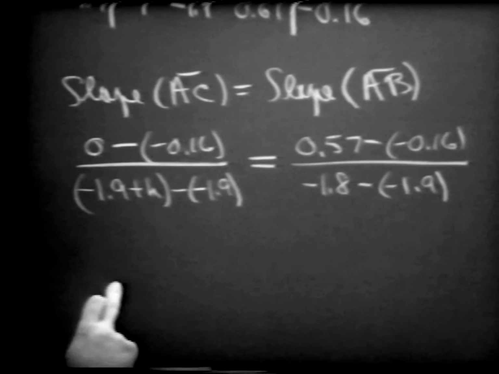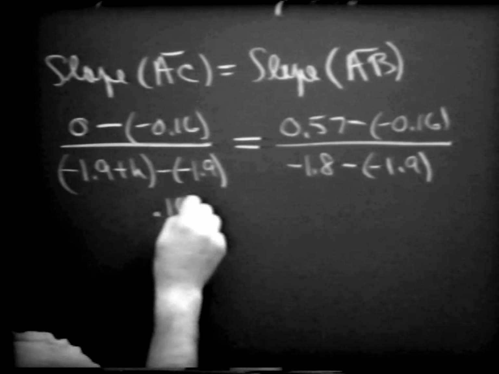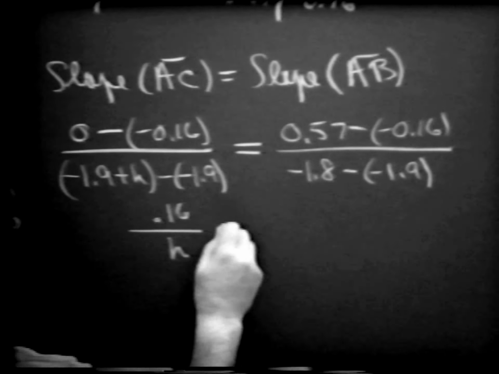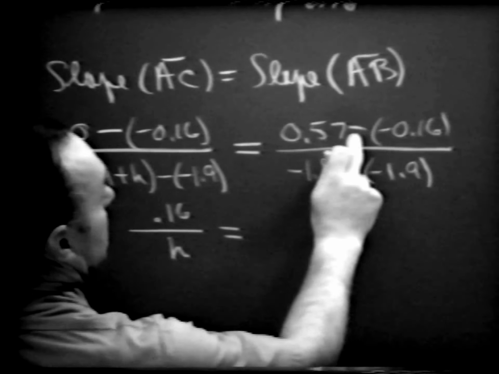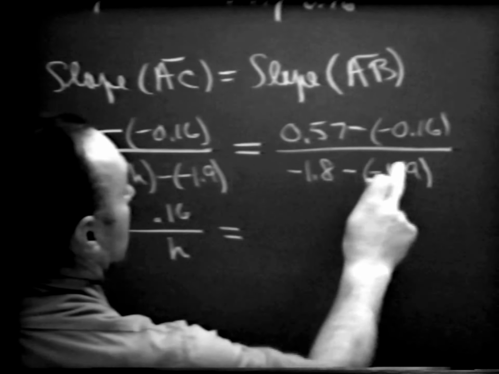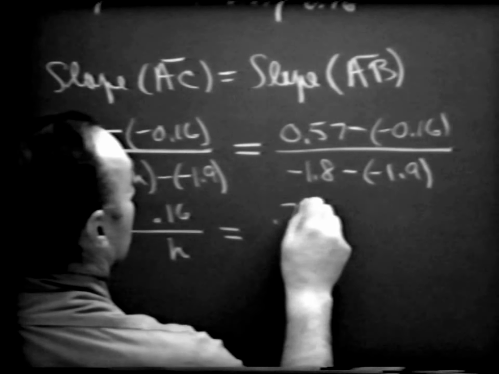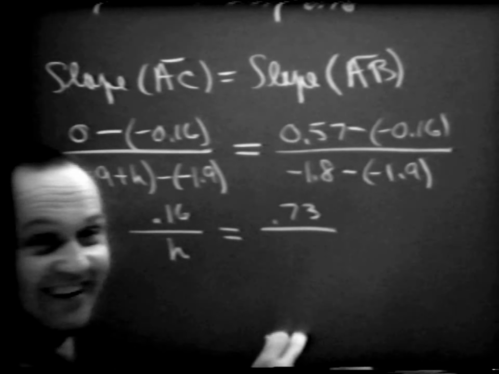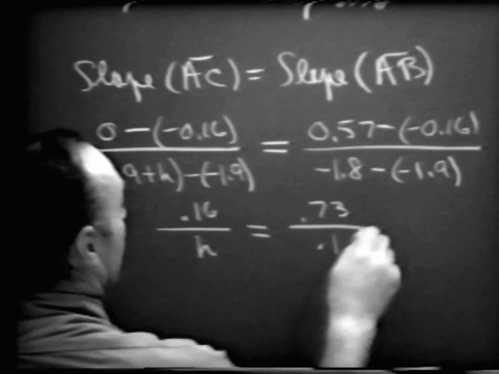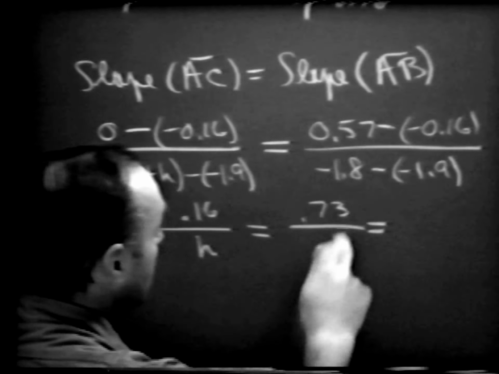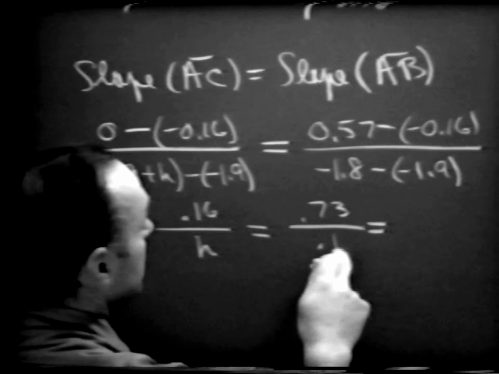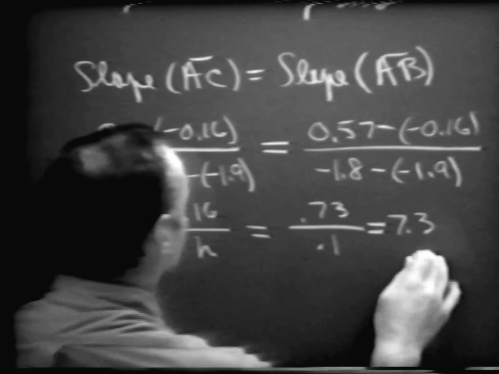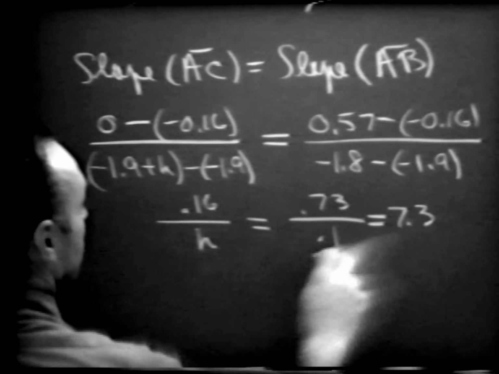Well, let's clean up our arithmetic here somewhat. Here we have a positive 0.16 divided by h. Does everyone agree with that? This is equal to, and 0.57 minus a negative 0.16 is 0.73, divided by negative 1.8 minus a negative 1.9, which is 0.1. Okay, now let's multiply through by 10. So 10 times 0.1 is 1, and on the right-hand side we have 7.3. 0.16 divided by h then is 7.3.